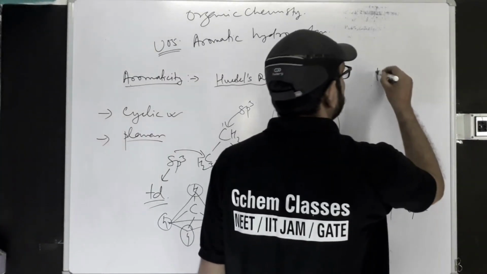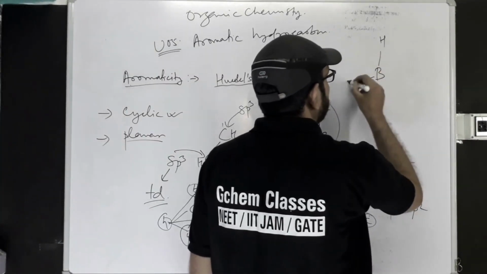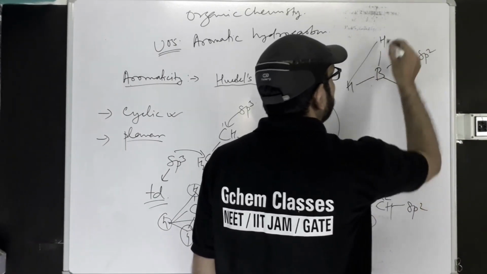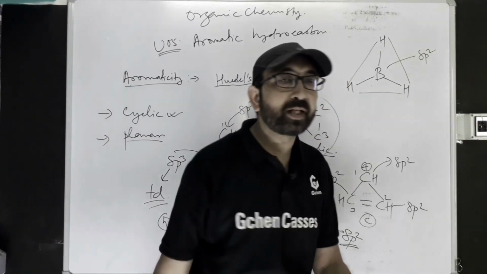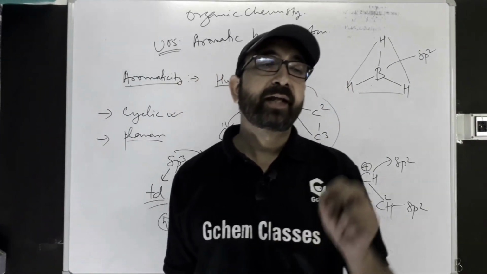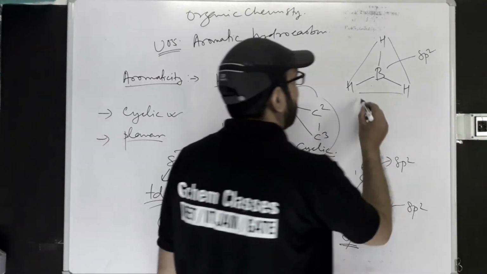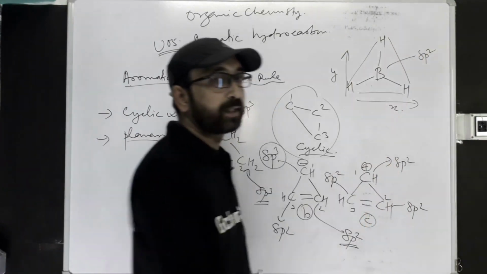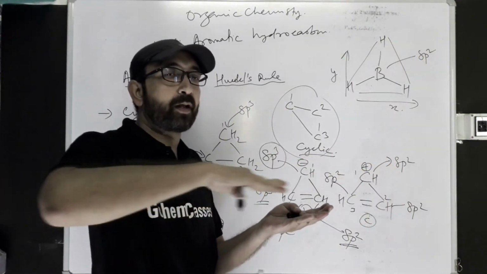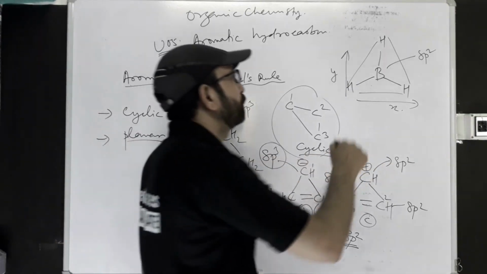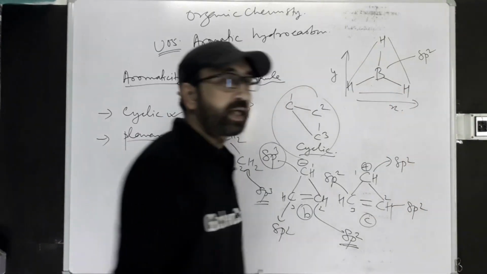Suppose we have boron, hydrogen, hydrogen, and hydrogen. This boron is sp2, right? So how will it look? It will look like simply a triangle parota. It means it will have x direction and y direction. It won't have z direction. Means it will be simply in a plane. So this will be your sp2.